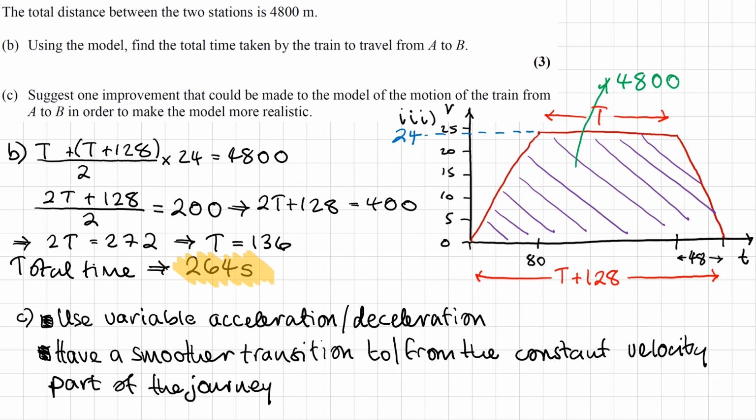And my second suggestion would be to have a smoother transition or change to and from the constant velocity part of the journey. Now what that would do, that would round off these corners and probably have something a little bit more like this, where it'd be rounded rather than this sudden change from an acceleration to a constant speed and then a sudden change from this constant speed to deceleration.